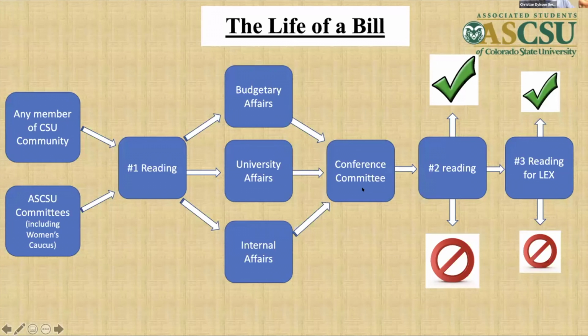At which point, if the body accepts the amendments, then it automatically goes into second reading, right? Discussion, debate, questions, all of that stuff. And then we would vote it up or vote it down. And then it goes to its third reading. If it were a lex, right, changing the Constitution or governing documents, it would have to go back into the queue, back through the committees and through that process.